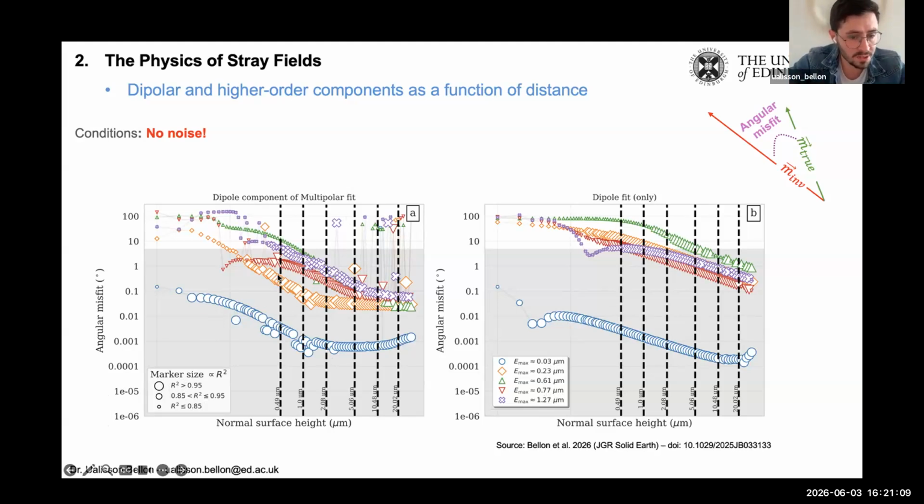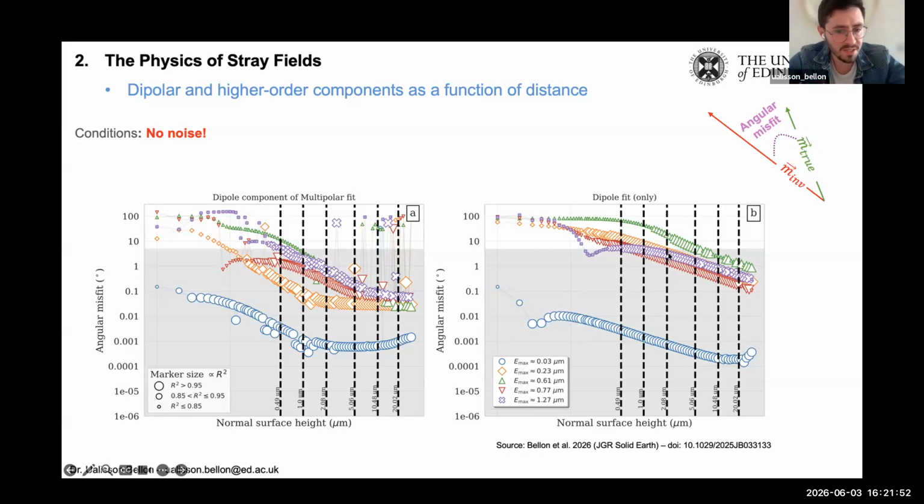So what we can see here right away is that in this situation where we have no noise, when you get really close to the particle, like 0.5 microns, for the biggest particles, the models don't predict well the behavior of the stray field, even for a multipolar fit. And that's because the field is so complex that we probably need more than just up to an octopolar component to represent it. But for the smaller particles, for example, the ones here, which are single domain 30 nanometers and 230 single vortex, you basically decrease the angular misfit much, much quicker than the big ones because it becomes dipolar quicker.